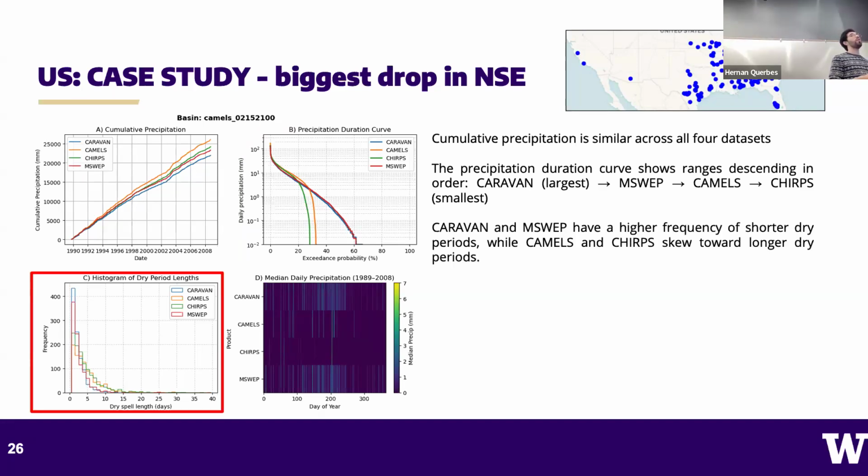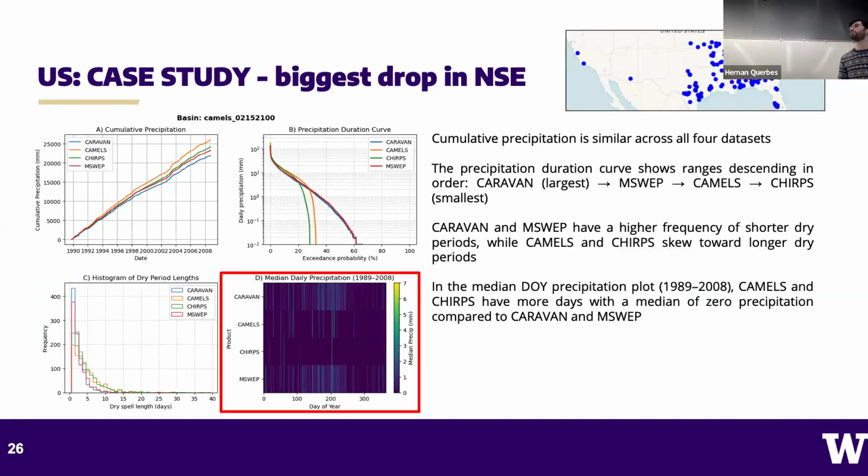Then if we look at how long the periods are where we don't have any rain and plot a histogram to see the frequency of those periods, we see that for Caravan we have a higher frequency of shorter periods without rain. But if we look at CAMELS and CHIRPS, those periods are longer. So we see higher frequency for longer periods without any rain. MSWEP is kind of midway.